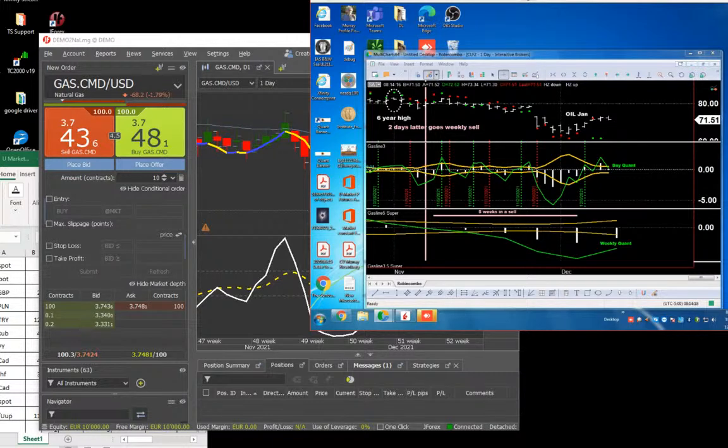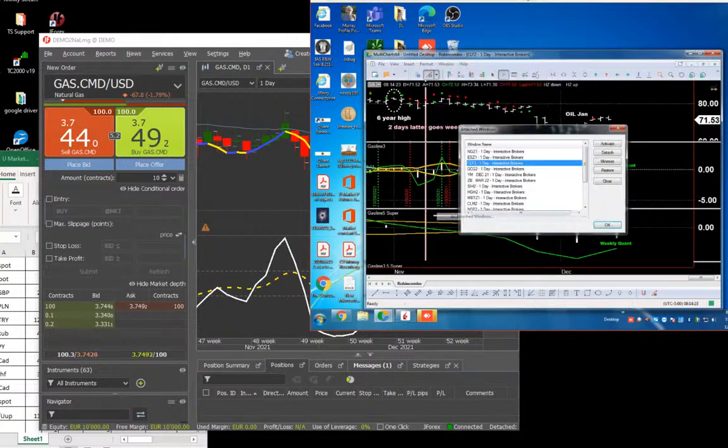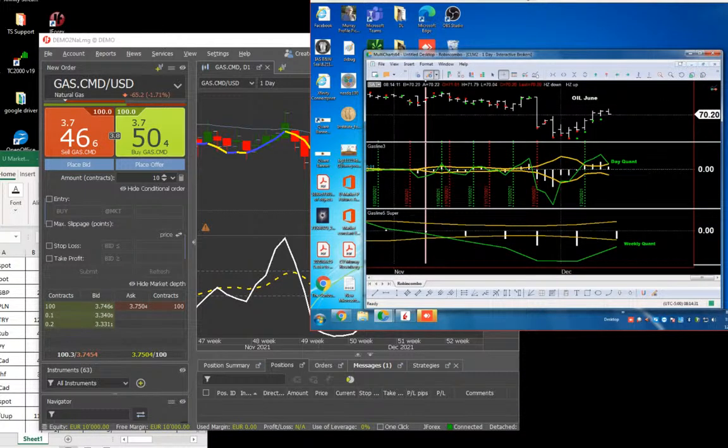As you can see right there, that's oil in January. And let's take a look at oil just real quick in June. There it is right there, the back month. It's holding up even better. You see that? Holding up better. But it's also in a weekly sell just like the front month.